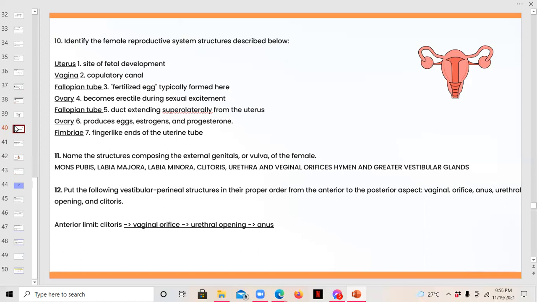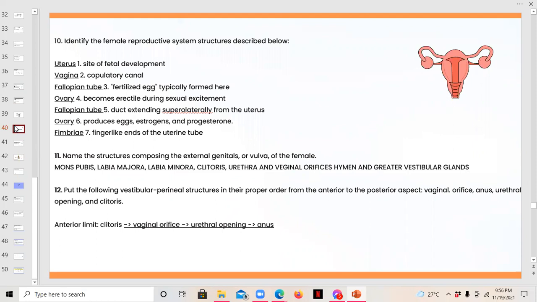Number 11. Name the structures composing the external genitals or vulva of the female. The mons pubis, labia majora, labia minora, clitoris, urethra, and vaginal orifices, hymen, and greater vestibular glands.